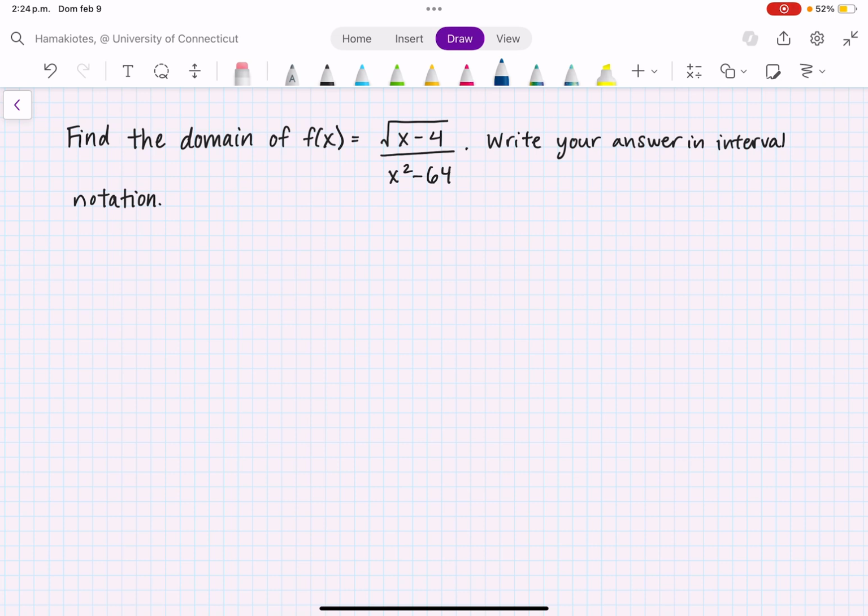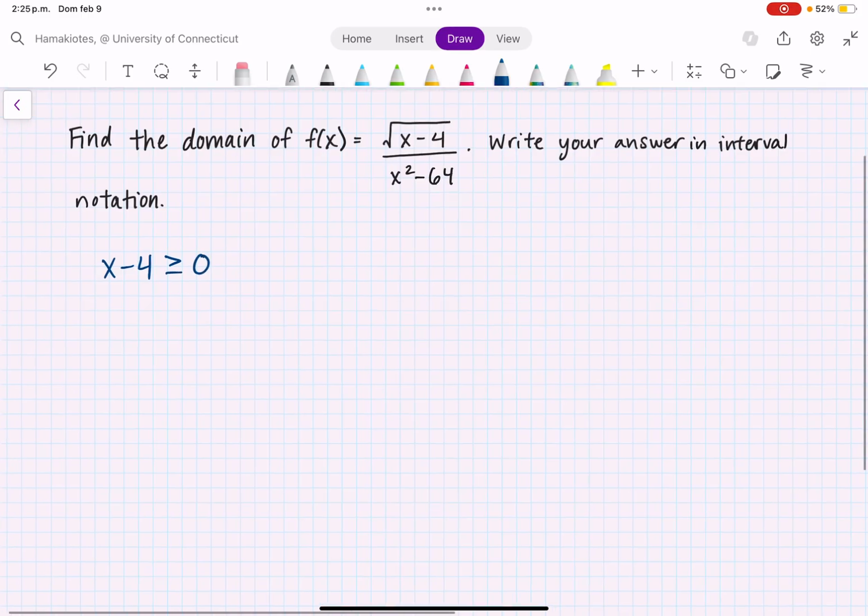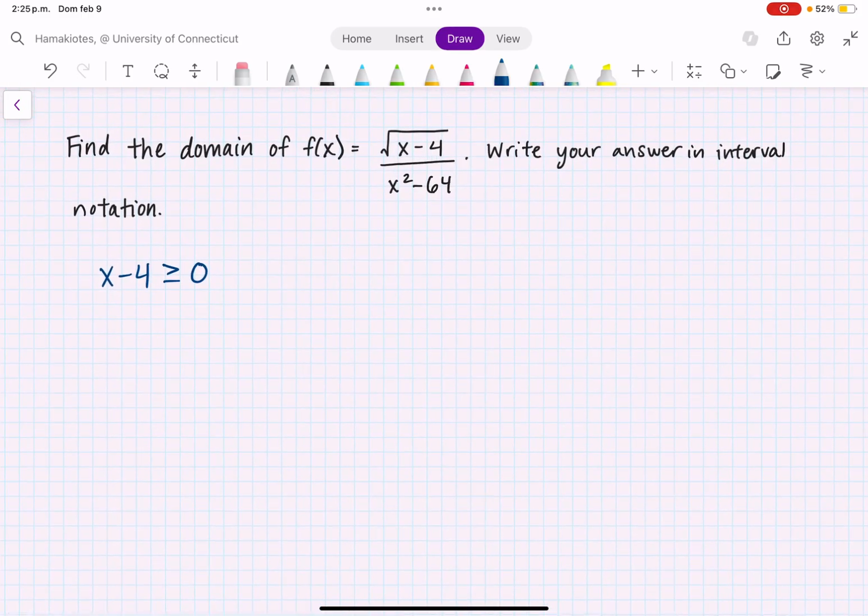So the first condition we want to check is that x minus 4 is greater than or equal to 0. So we can add 4 to both sides and get that x is greater than or equal to 4. Now that's one condition that's going to be part of our domain. Now let's check the denominator.